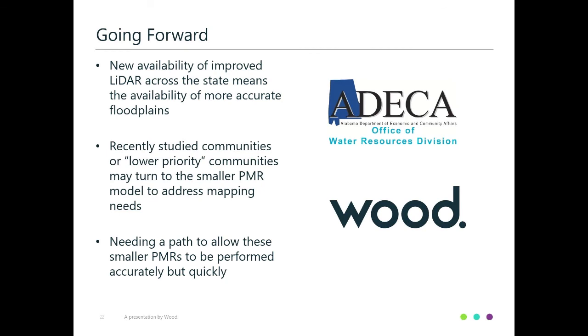As we move forward, the state of Alabama now has every county with LiDAR availability. This means more areas are primed for floodplain study updates to improve accuracy. These communities that were studied prior to improved LiDAR being collected, or other communities deemed "low priority" due to population size or watershed placement, may turn to similar style physical map revisions to address their needs.